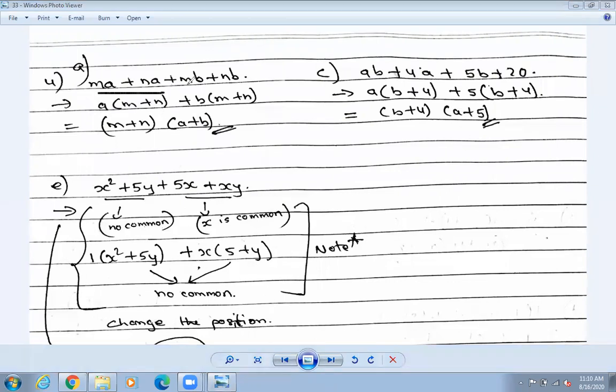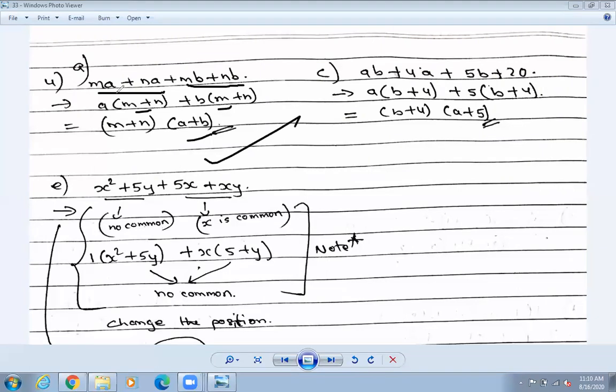Just focus on this. A is common, and m plus n is remaining. Here also b and b are common. What is left? M plus n is remaining. Now look again, this is like number 3: m plus n, m plus n. Are they same? Yes, they are same. So if they are same, what can we do? We take m plus n common. What is remaining? A plus b. So this is going to be our answer.